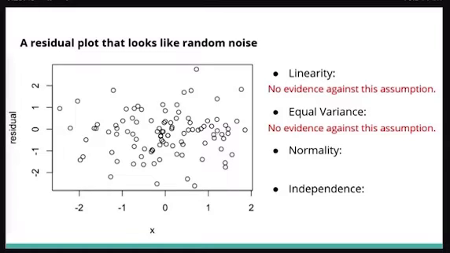But what about normality and independence? We cannot tell from this plot. A residual plot is not used for normality or for independence. We have a separate plot that we use for normality, which I'm going to show you. Is there any question moving forward? Is there any question here?